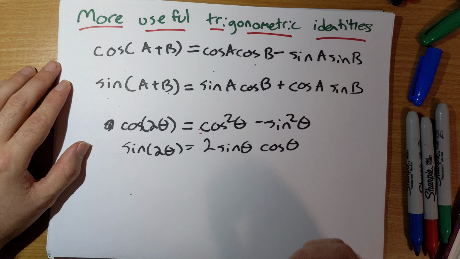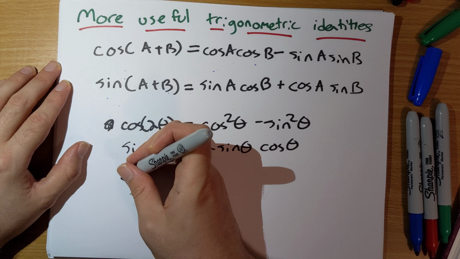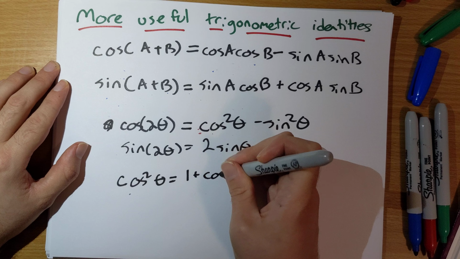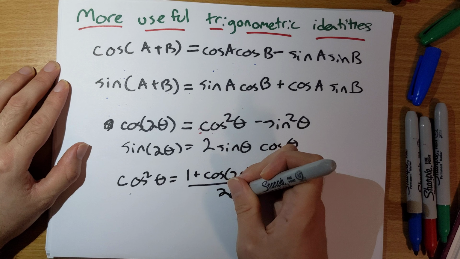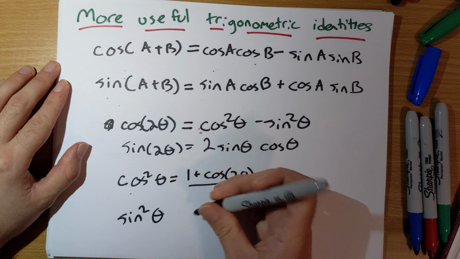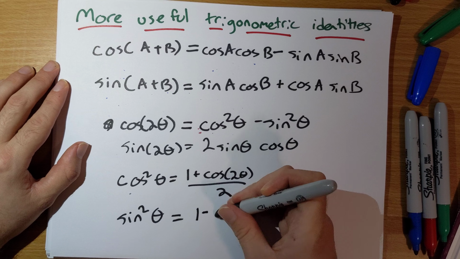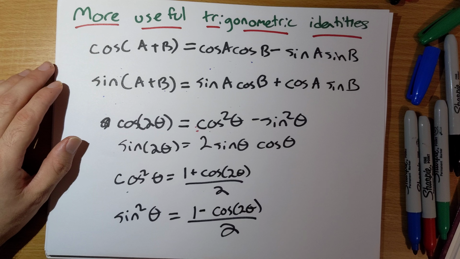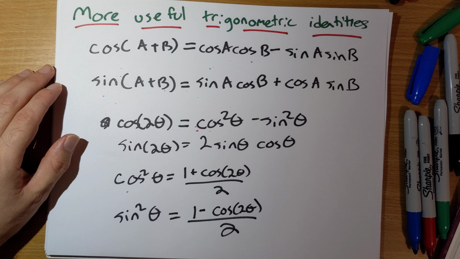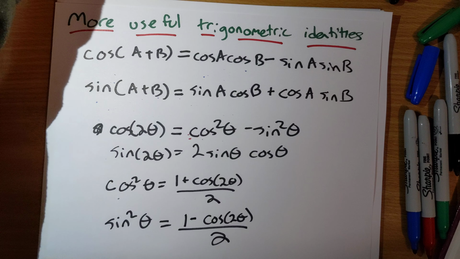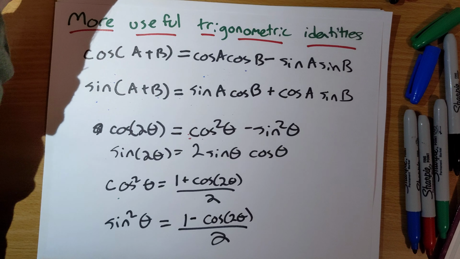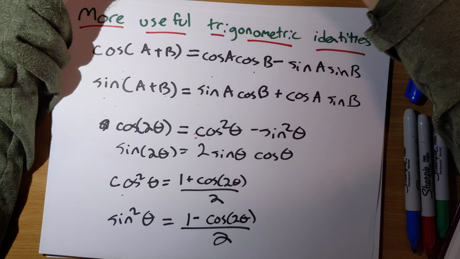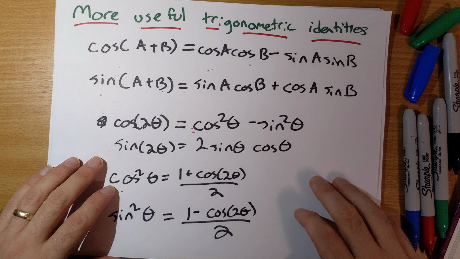And then a couple of half angle formulas that will also be useful later on. Cosine squared theta is equal to 1 plus cosine of 2 theta, all over 2. Sine squared theta is equal to 1 minus cosine of 2 theta, all of that over 2. So obviously there's a lot more going on with trigonometric functions, but this gives you a taste of what's going on.